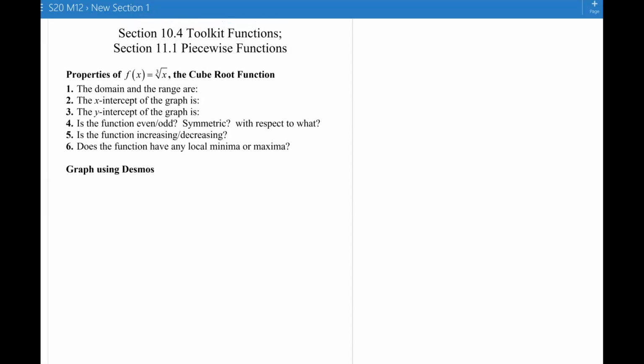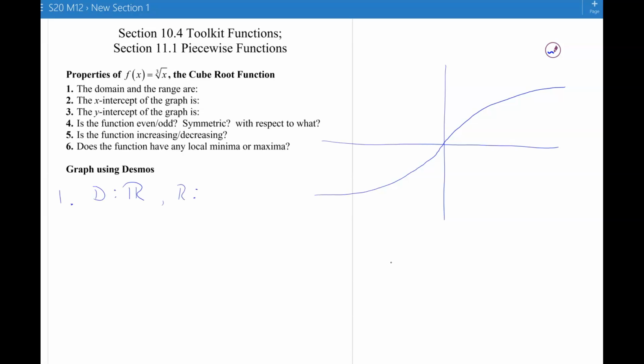So now you can put negative numbers into a cube root. So it has two pieces to it. It's like the cubed function laid on its side. So the domain now is all real numbers, and the range is all real numbers, because you can put any number into the cube root function, and you can get any number out of it as an output.